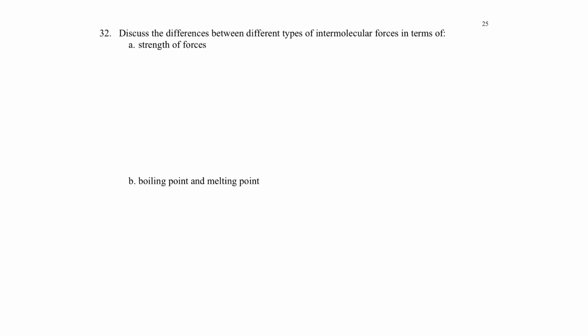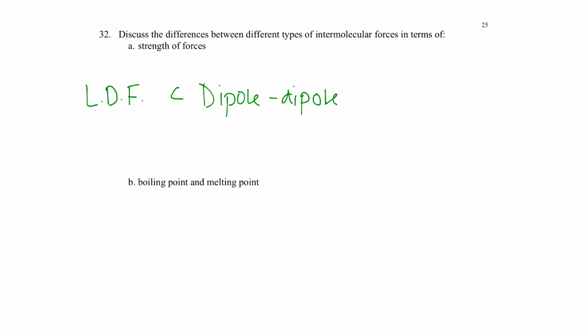Now moving to 32, it says to discuss the differences between different types of intermolecular forces. I've kind of already mentioned these here and there. The strength of the forces would be the same thing I listed on the top of the last question. So our dispersion forces would be the weakest. So I'm just going to abbreviate, but like I mentioned in class, please make sure you know what that actually stands for. London dispersion forces. Dipole-dipole forces would be a little bit stronger because these are permanent dipoles, whereas dispersion forces are temporary. And your hydrogen bonds would be next.